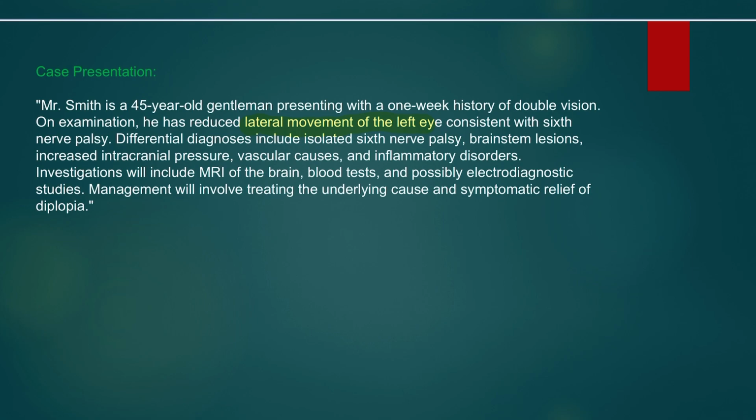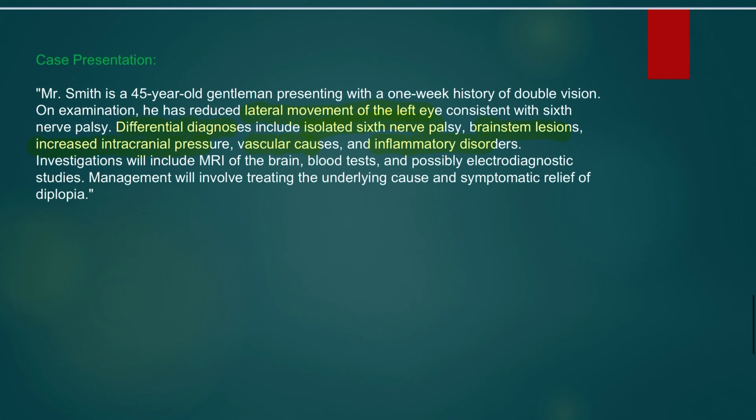So the differential diagnosis includes the isolated sixth nerve palsy. It can be brainstem lesion, increased intracranial pressure, vascular causes, and inflammatory disorders. And then you're going to mention about the investigations, which will include MRI of the brain, blood tests, and possibly electrodiagnostic studies. And management will involve treating the underlying causes and symptomatic relief of diplopia.